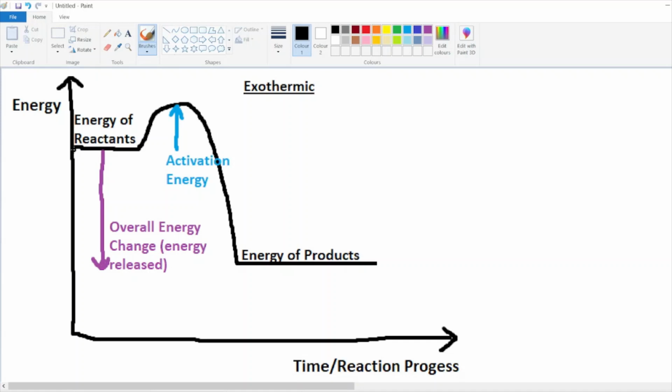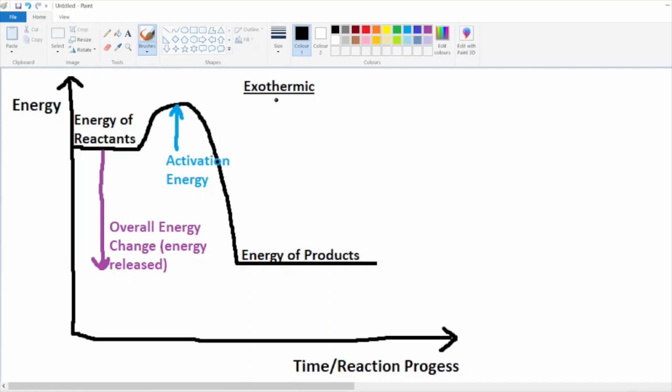This is the energy that's stored within their bonds, and this little hump is the activation energy. You need to label this on. It's the amount of energy you need to put in to the exothermic reaction to give those particles enough energy to collide with each other successfully and react. And then the energy is released when we get past this point, and this is what we call the overall energy change between the energy of the reactants and the energy of the products.